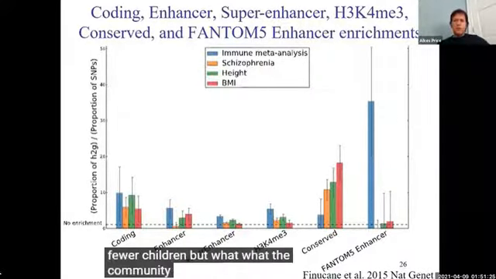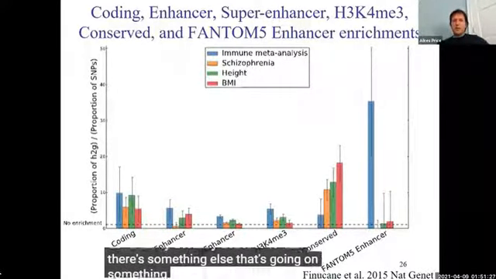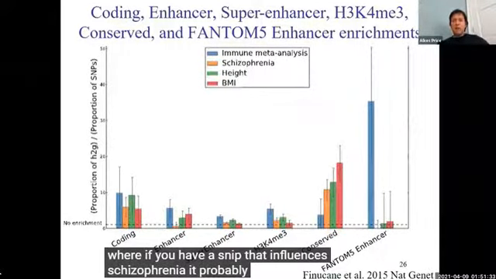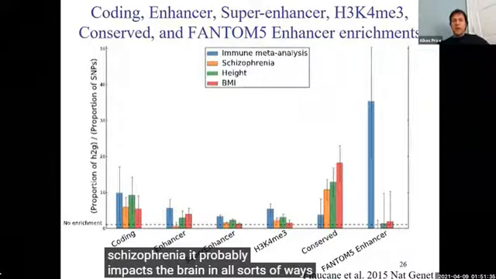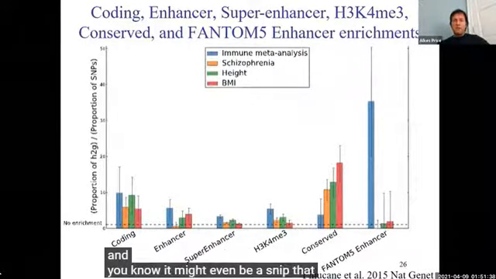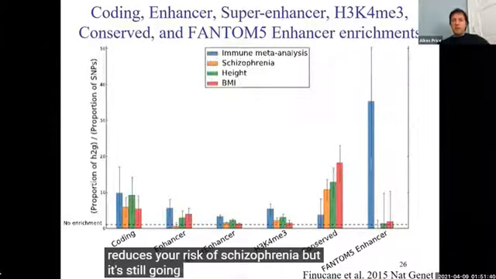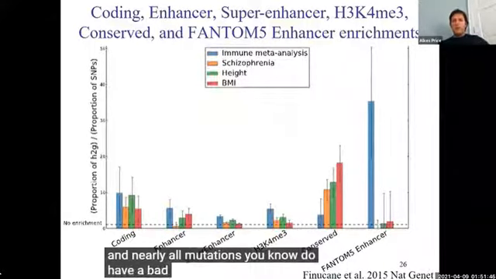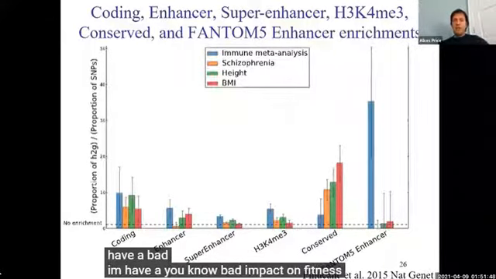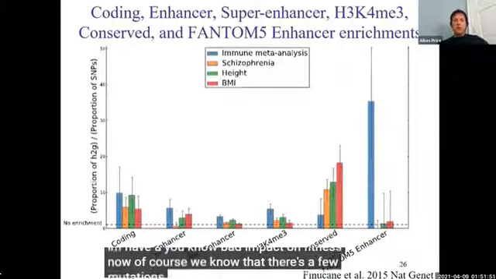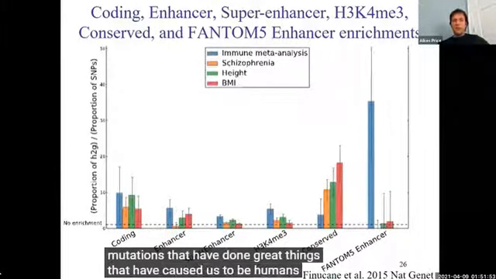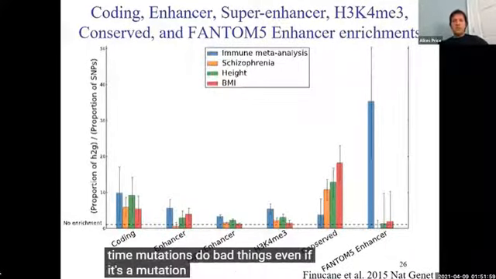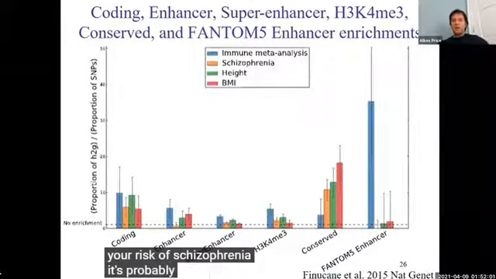But what the community actually believes is that there's something else going on, something called pleiotropic selection, where if you have a SNP that influences schizophrenia, it probably impacts the brain in all sorts of ways. It might even be a SNP that reduces your risk of schizophrenia, but it's still going to impact the brain in a profound way. And nearly all mutations do have a bad impact on fitness. Of course, we know there are a few mutations that have done great things, that have caused us to be humans and not chimps over the past 5 million years, but nearly all the time, mutations do bad things. Even if it's a mutation that's going to reduce your risk of schizophrenia, it's probably doing a bad thing.